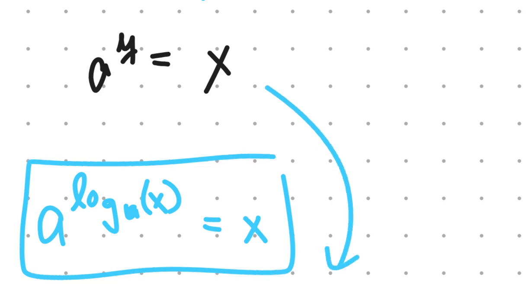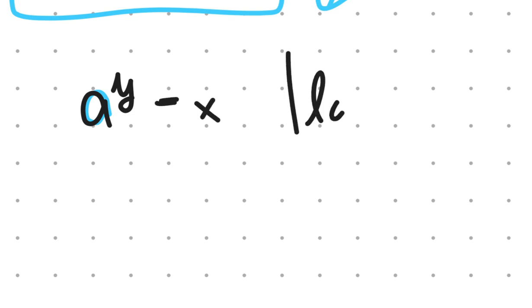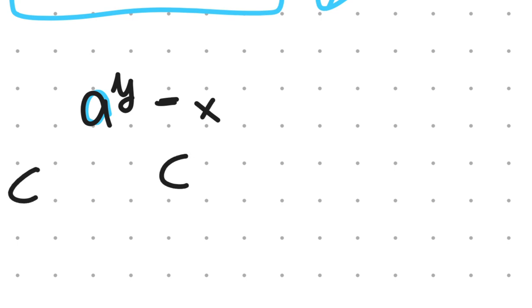Now if we continue, I would like to take another logarithm on both sides. An idea here is to introduce another base, some kind of base c, but we have to keep the whole expression the same. To do that, we just take the logarithm in base c on both sides.